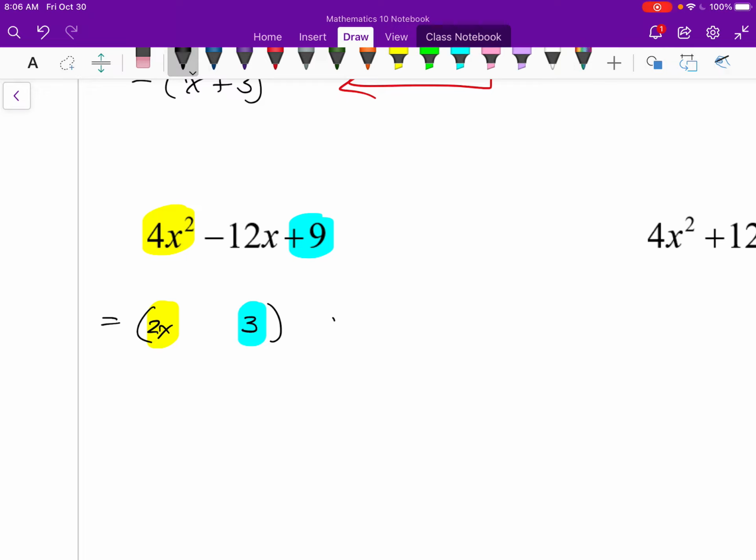Now what about the middle term? Well, let's check. In the middle term I'm subtracting. So if this is a perfect square, this is going to be subtraction here. And so let's see if this really is the same factor twice.